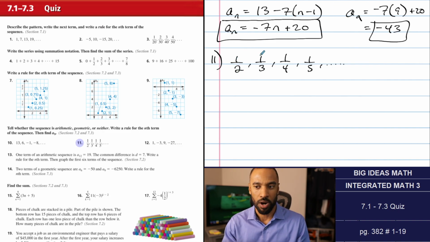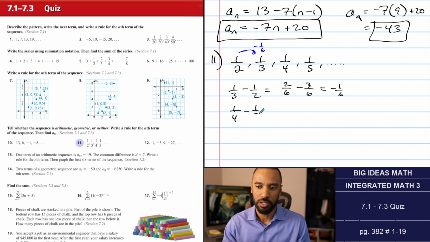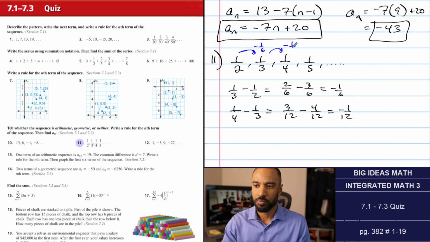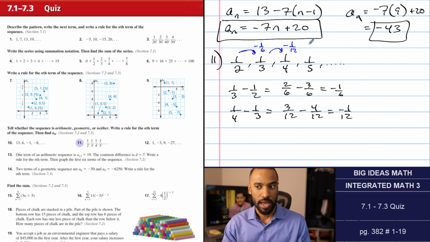Really, you'd have to show that whatever we add here, we don't add here. For example, 1/3 minus 1/2. If we get a common denominator, that would be 2/6 minus 3/6, which is -1/6. That means we're subtracting 1/6 going from this term to this term. And then let's check 1/4 minus 1/3, where 12 is the common denominator. So you get 3/12 minus 4/12, which is -1/12. So we're subtracting 1/12 the next time. Not a common difference. Not arithmetic.